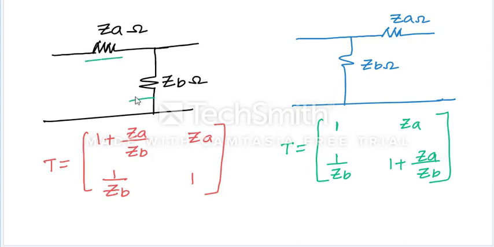Series element followed by shunt and shunt followed by series. Remember, in both cases, series element is always ZA, shunt element is ZB. So this is also one standard network. Try to remember. I can say this is inverted L shape. We use the T parameters directly. We can find like this. And we have seen that previously: Z parameters T network, Y parameters pi network.